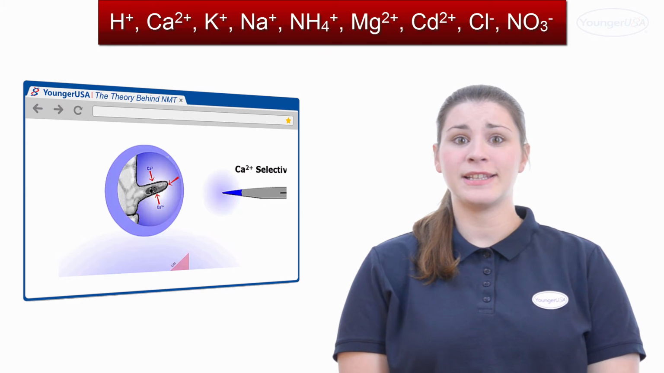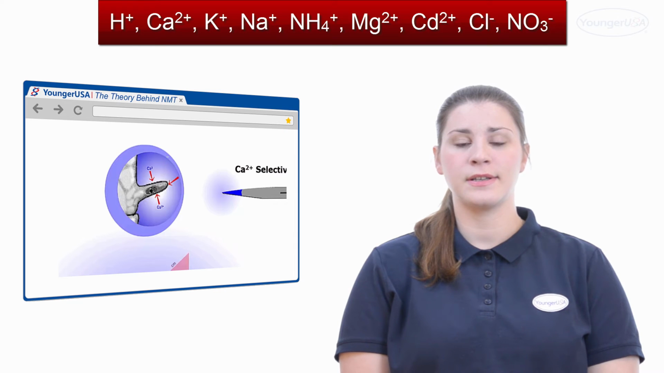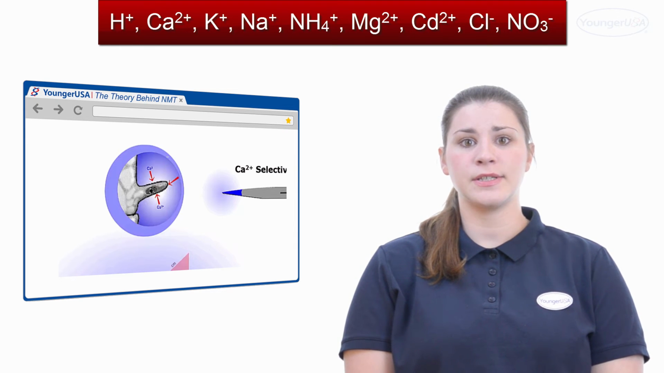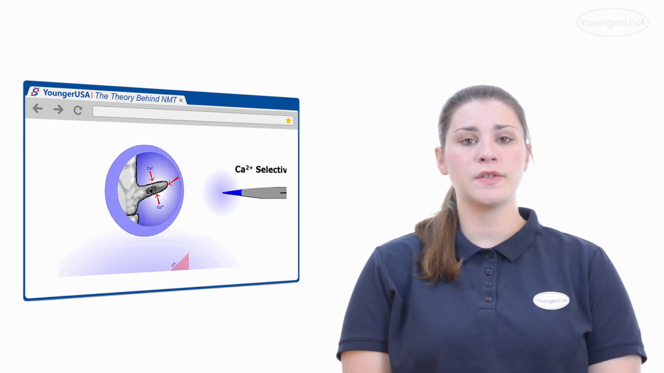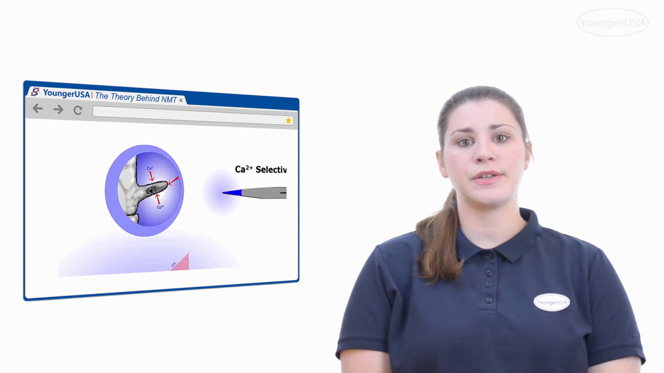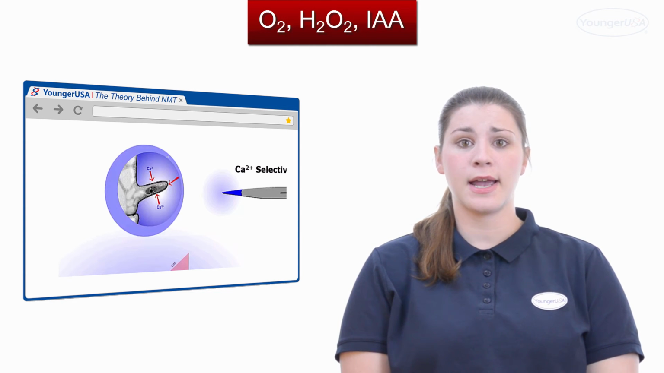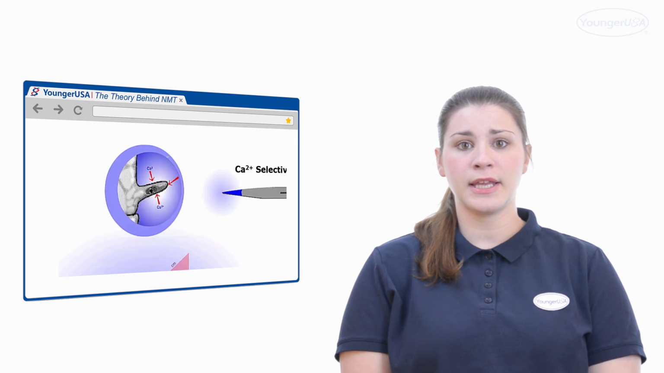As of today, the LIXs showing on the screen are available to make different ion sensors. In addition to ionic sensors such as the proton sensor and the cadmium sensor, N.M.T can also work with molecular sensors. The available molecular sensors are oxygen, hydrogen peroxide, and IAA. New LIXs for ions and new molecular sensors are being developed as I speak.